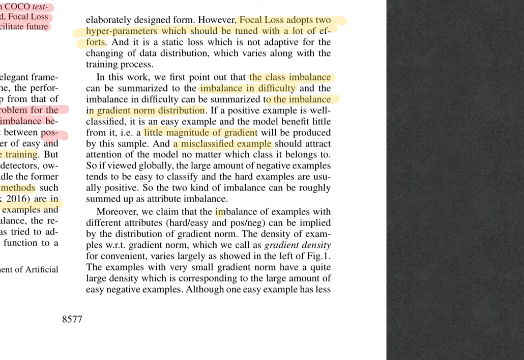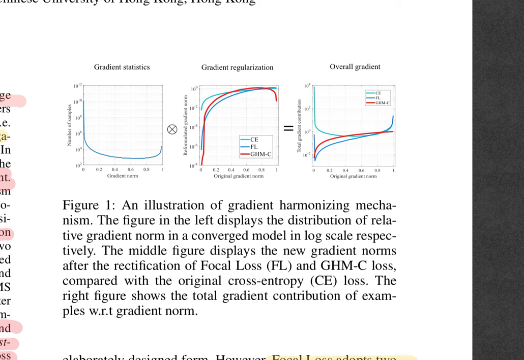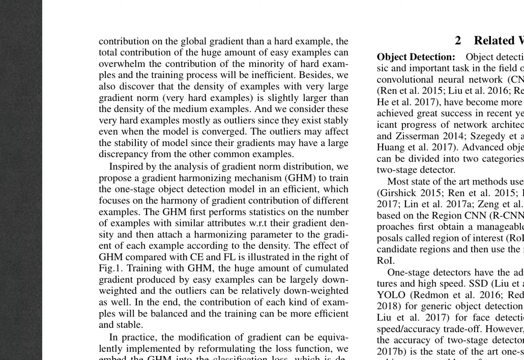They also claim that the imbalance of examples with different attributes, hard versus easy, positive versus negative, can also be implied by the distribution of the gradient norm. Looking at this figure, for a converged model, this figure represents the distribution of gradients, and you have the number of samples here. And looking at the distribution of the gradient norm in this log scale, you get the idea. You can see that there are a lot of samples with very small gradient norm, indicating that basically these are those easy examples that they claimed overwhelmed the training, which is discussed here too.